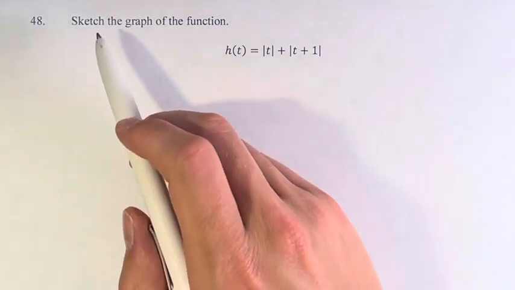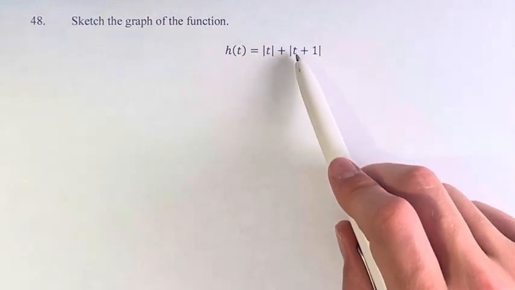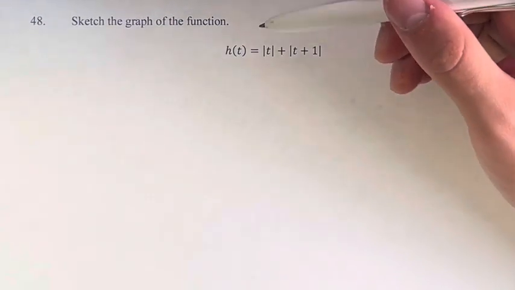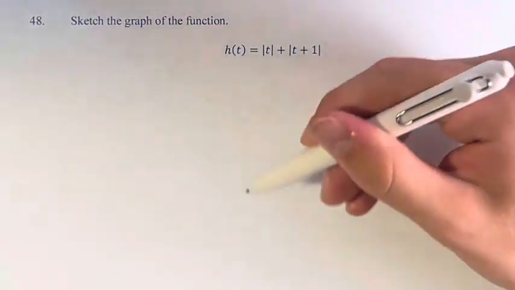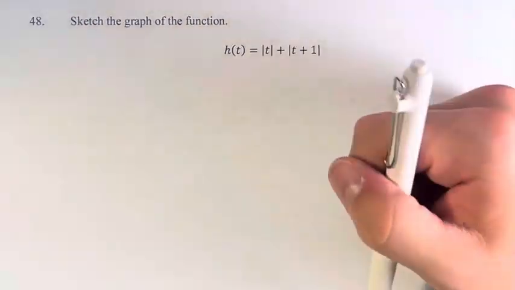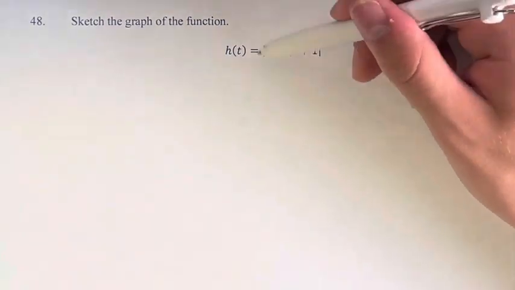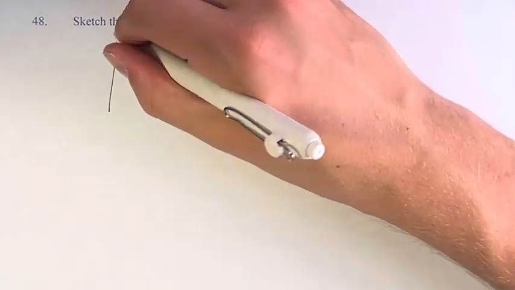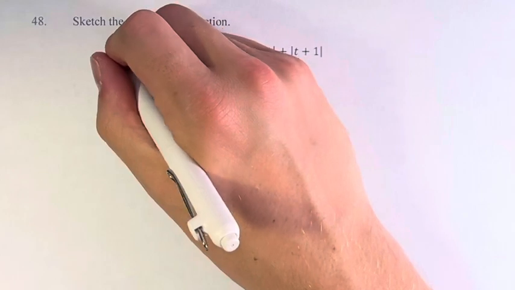In this problem, we're asked to sketch the graph of the function h of t is equal to the absolute value of t plus the absolute value of t plus 1. With a simpler function, we can use our basic knowledge of functions like the absolute value and apply transformations to find the actual graph. However, in more complicated cases, like when we're adding different absolute values, I think it is easiest to plug in points for t and find the values of h of t.